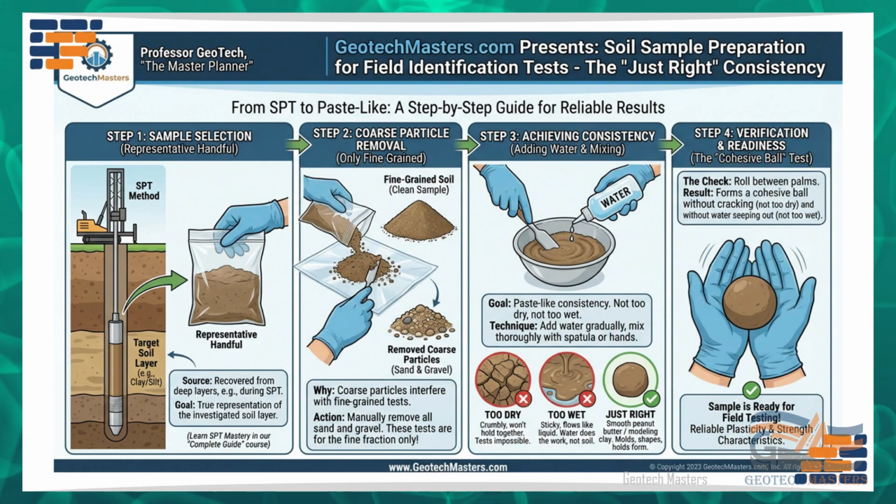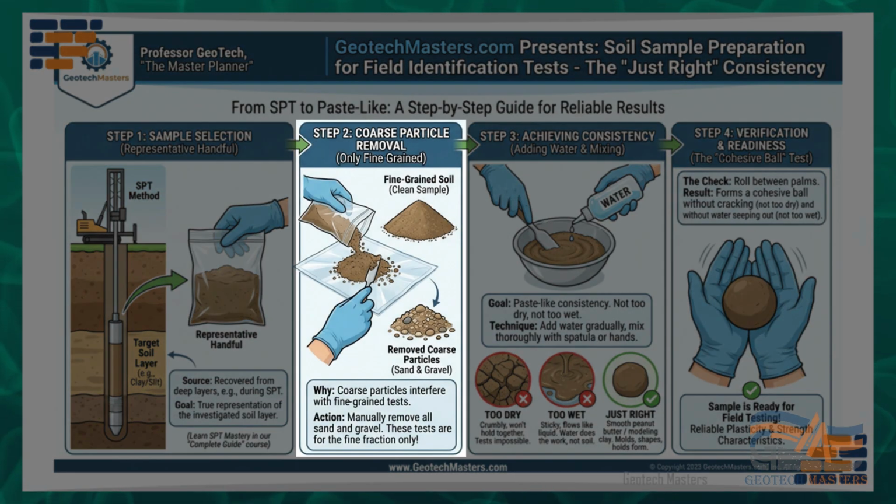Now that we have our sample, it is very important that we remove any coarse particles. These field tests are designed only for the fine-grained part of the soil. If there are particles of sand or gravel in our sample, we must remove them by hand. This is because the coarse particles will interfere with the tests and can give us the wrong result.